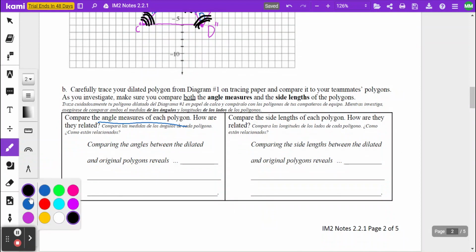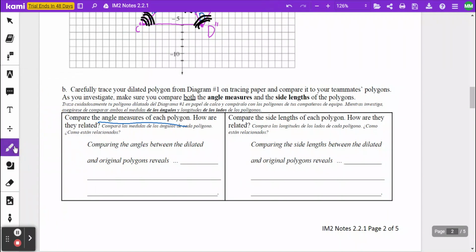So what I've noticed is that the corresponding angles are congruent when I dilate.